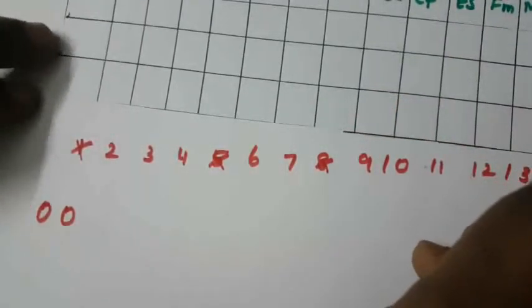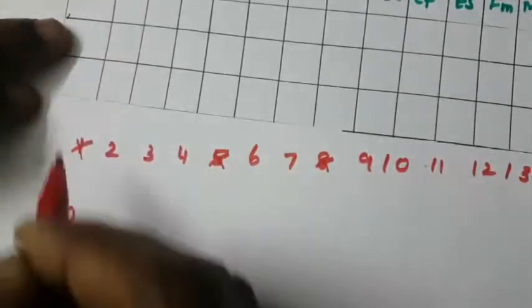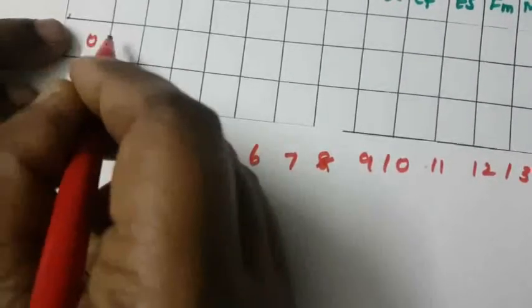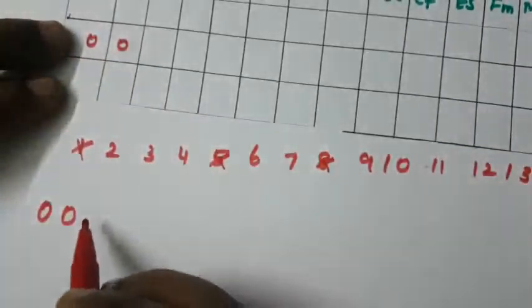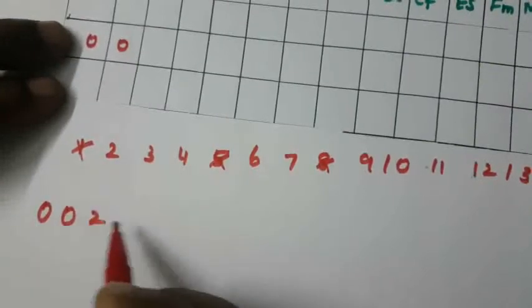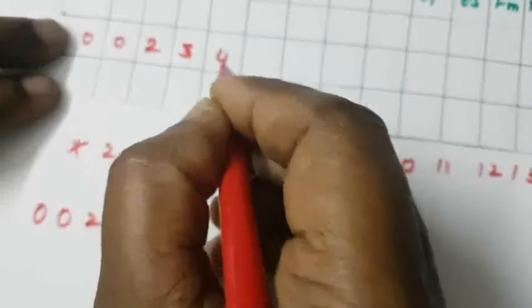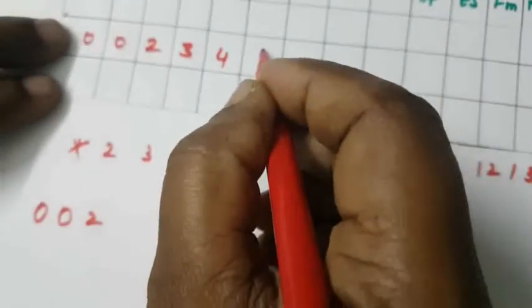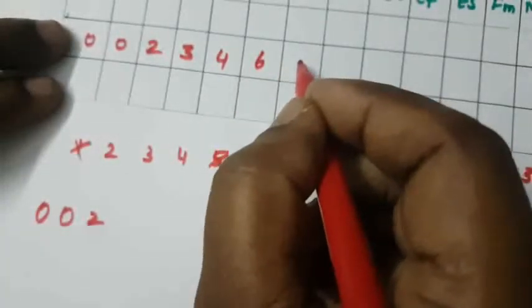So what are the numbers present in the 5f orbital? That is 2f, that is 0. So 2 times 0. Then again 2 will be coming. Then 3 will be coming. 4. 5 is not coming, so directly you write 6. Then 7.